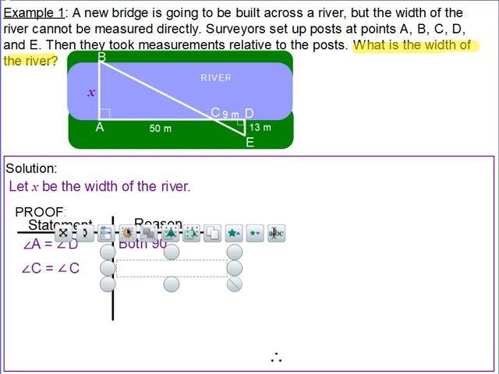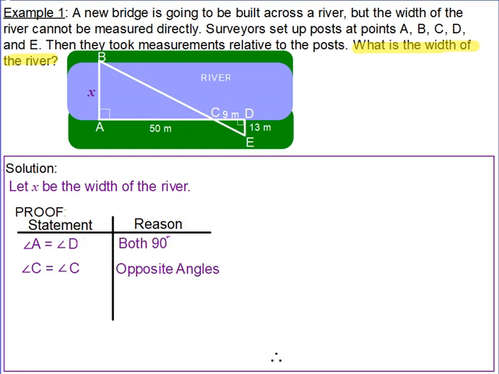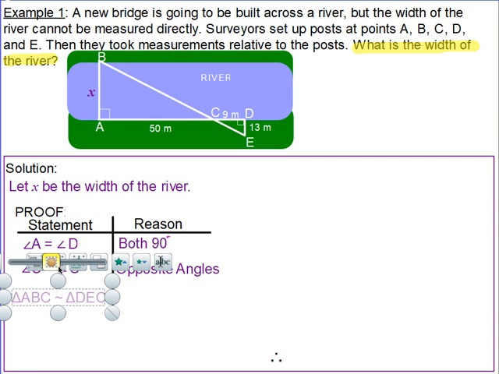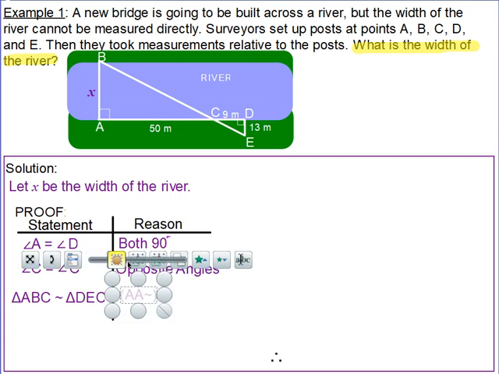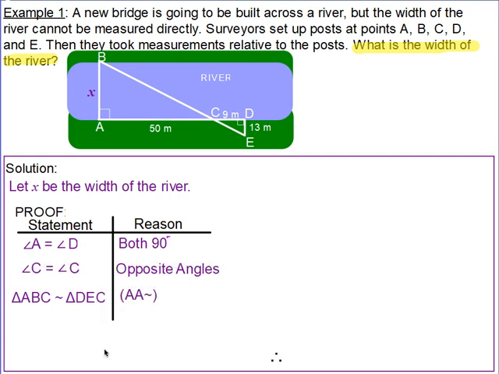So we can say the reason for that is opposite angles. So triangle ABC is similar to triangle DEC, and the reason for that is angle-angle similarity. Okay, so now that we know that the pair of triangles are in fact similar, we can now go ahead and begin setting up our corresponding side length ratios.